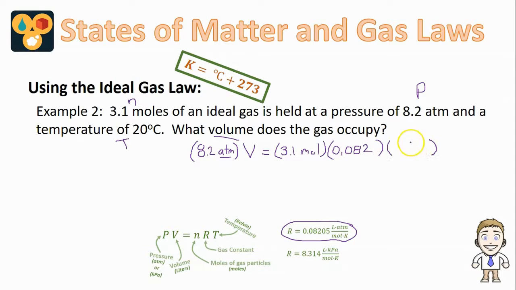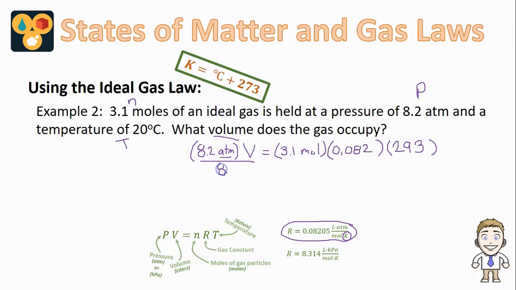The last issue here is temperature. They gave me a temperature as 20, but it's in degrees Celsius, and my R value units tell me that the temperature has to be in Kelvin. So the equation again is take that Celsius, add 273, so the temperature that I've got to use is 293 Kelvin. Now all we have to do, of course, is the algebra.